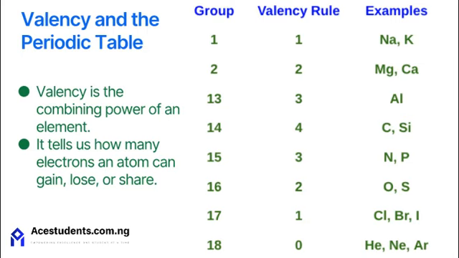Using the periodic table, we can find the valency of elements based on their group number. Group 1 has a valency of 1. Group 2 has a valency of 2. And so on.